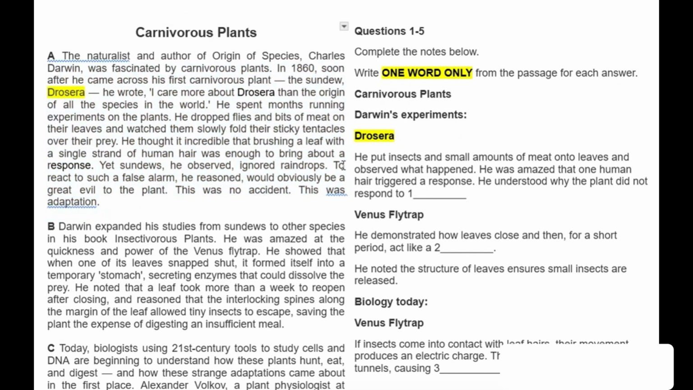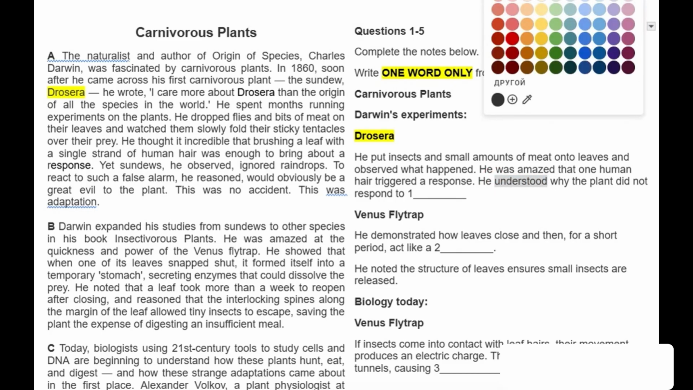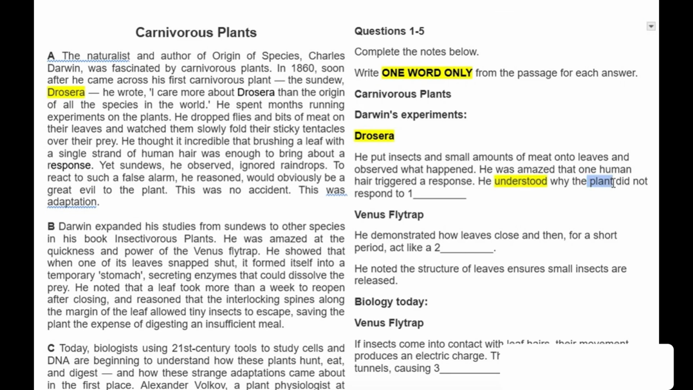So let's start to read the question. He put insects and small amounts of meat onto leaves and observed what happened. He was amazed that one human hair triggered a response. He understood why the plant did not respond to... So there is a keyword: he understood why the plant didn't respond to what? Also, you should ask yourself to find the answer. The word what tells us the answer must be unknown, and we're looking for something the plant didn't react to. So let's start to read our text.